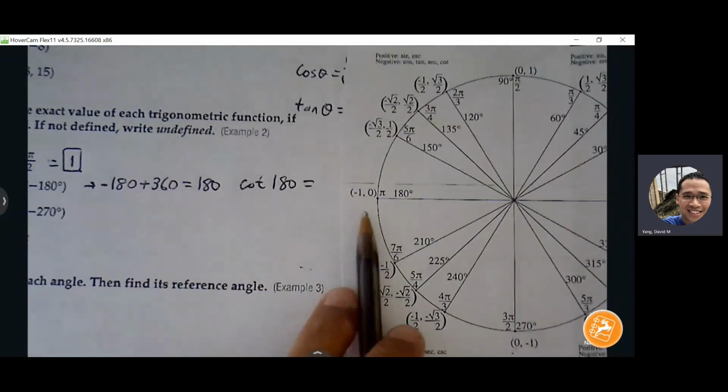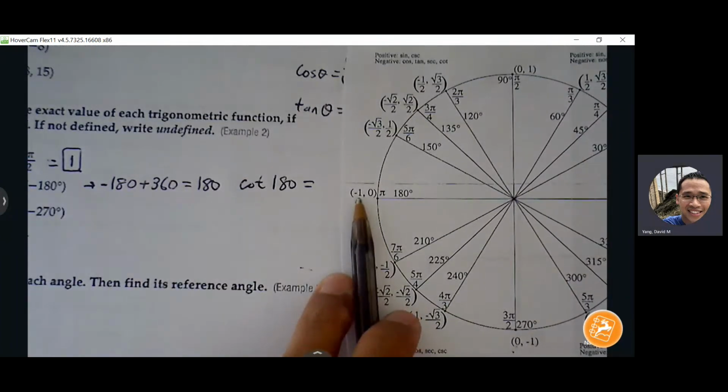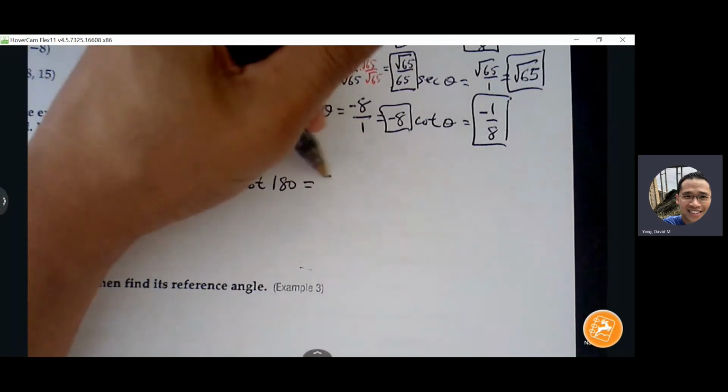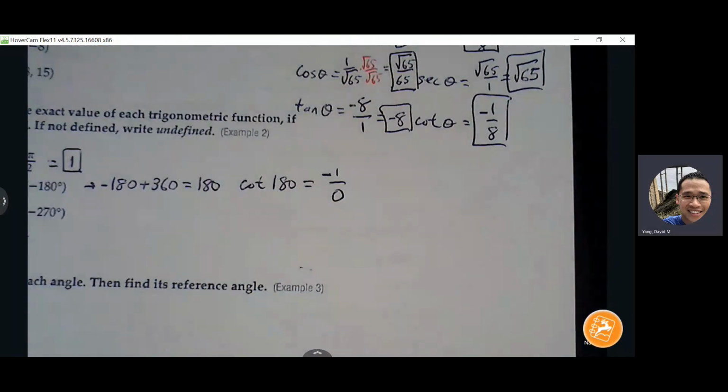Cotangent of 180. What's that going to be? What's the formula for cotangent? x over y. What do you notice about x over y? That's undefined, yeah.